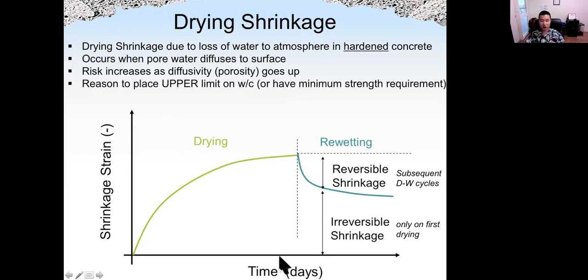And here shows shrinkage of concrete over time. During the drying process, shrinkage will go higher. If we rewet the concrete, for example, we submerge the concrete underwater, then part of the shrinkage will be reversible. But part of the shrinkage will be irreversible. So why is that the case? We'll talk about that in a moment.